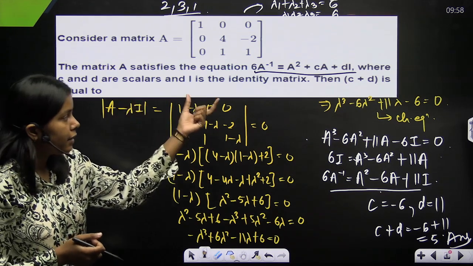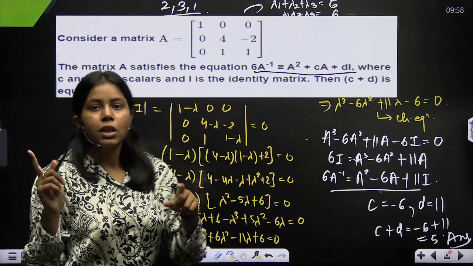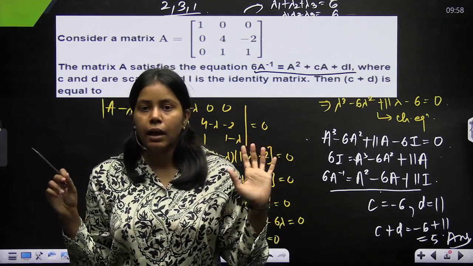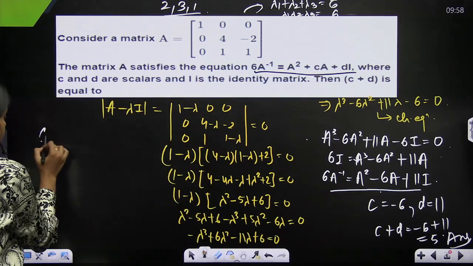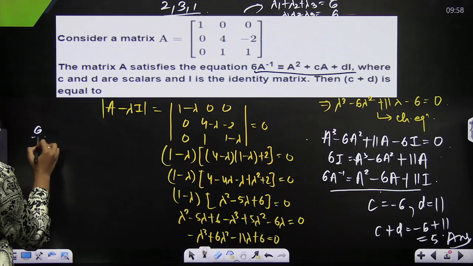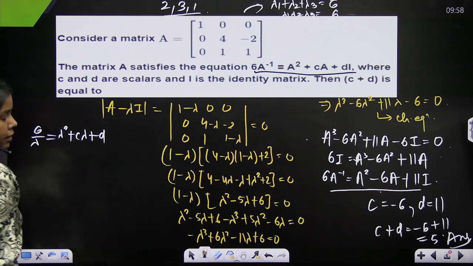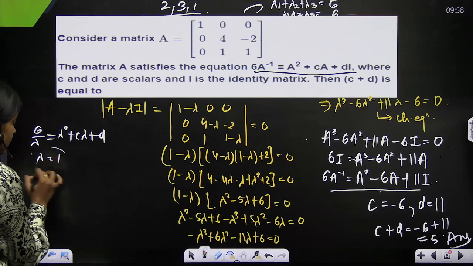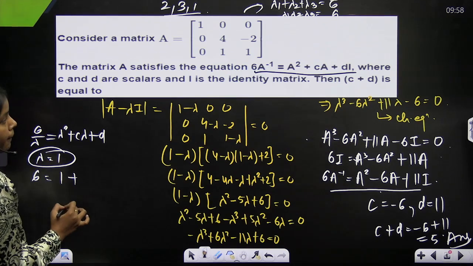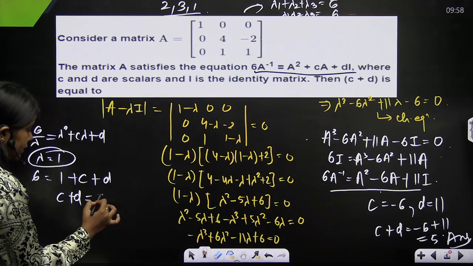So if I take the eigenvalue 1, now look at this equation. Every matrix satisfies its characteristic equation, and every equation gets satisfied by its eigenvalues because of the Cayley-Hamilton theorem. So if I replace A inverse, write it as 6 by lambda equals lambda square plus C lambda plus D. Now 2, 3, 1 are eigenvalues. I am substituting 1, you will see why I am substituting it. Lambda equals 1, 6 equals 1 plus C plus D. So on solving you would get directly C plus D is equal to 5.